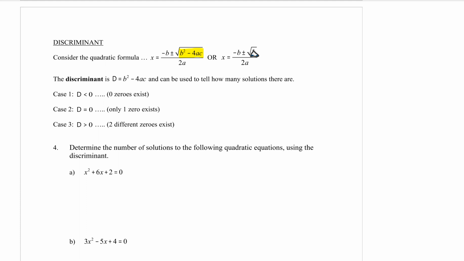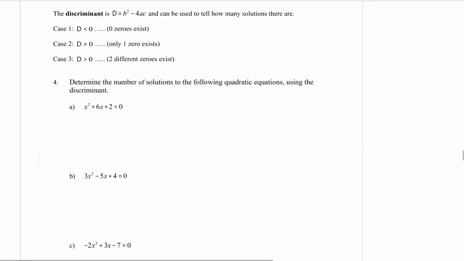If you get any other number that is not a perfect square, it means you've got a surd that is not going to simplify, and you're going to have to use the quadratic formula to get that. Okay? All right. So we're going to do a little bit of practice here using the discriminant.